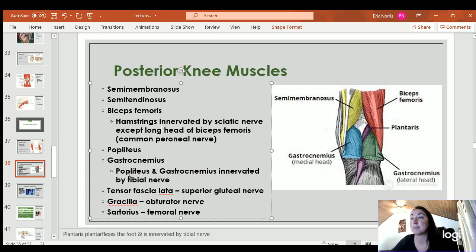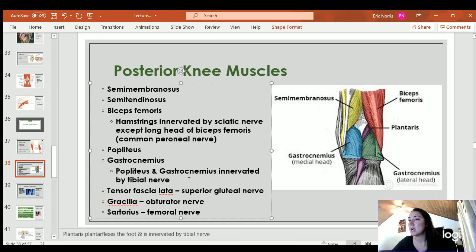And then popliteus is also back here. We talked about it being the one to unlock the knee. We have gastrocnemius, and popliteus and gastroc are both innervated by the tibial nerve. We have plantaris, which mainly plantar flexes the foot, and it's innervated by the tibial nerve. Of course, popliteus unlocks the knee. Gastrocnemius plantar flexes the foot.